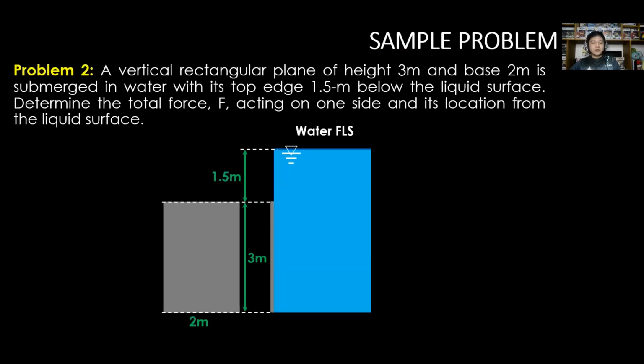Next is problem number 2. A vertical rectangular plane of height 3 meters and base 2 meters is submerged in water, with its top edge 1.5 meter below the liquid surface. Determine the total force F acting on one side and its location from the liquid surface.